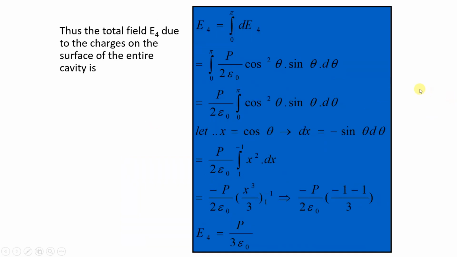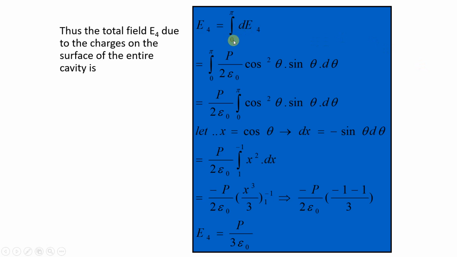Now to find the total field, as we said earlier, we need to integrate it throughout. So theta goes from 0 to pi. Why am I considering 0 to pi? Because 0 to pi by 2 is for one direction, the upward direction, then there is 0 to minus pi by 2 on the other direction. If I consider throughout, then it becomes 0 to pi. Theta varies from 0 to pi.